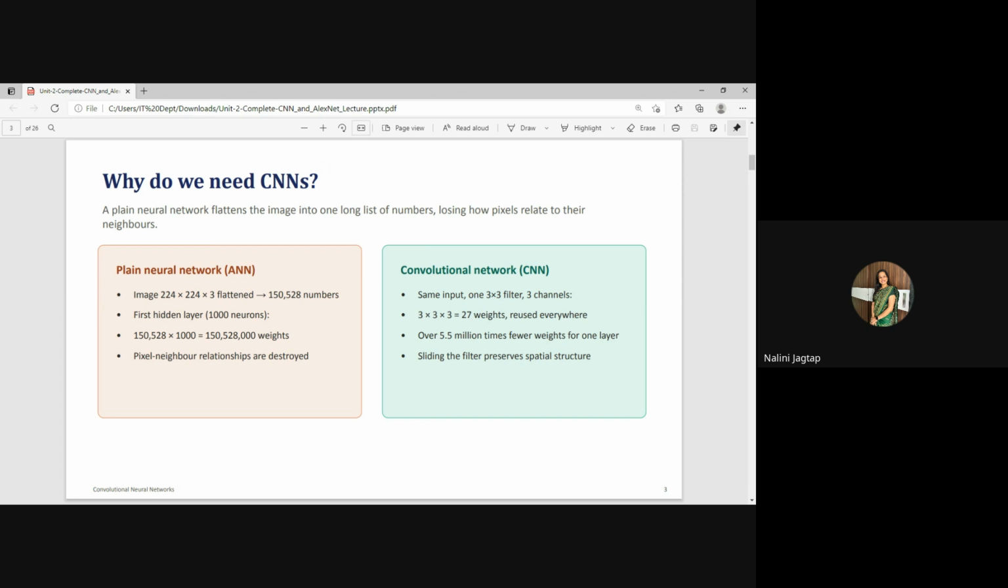Again, I will repeat what convolution is. Convolution is a small filter, also called a kernel. This slides across the image. At every position, it multiplies the overlapping values element by element and sums them up, producing a single number. This is done for every position to get the feature map. That's a simple way the convolution is defined.